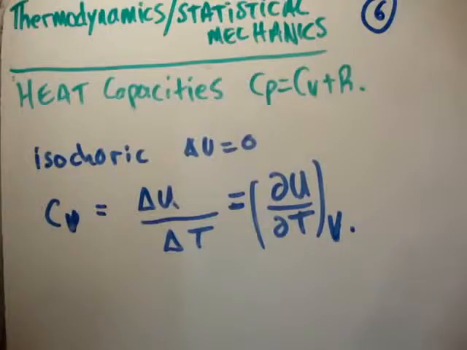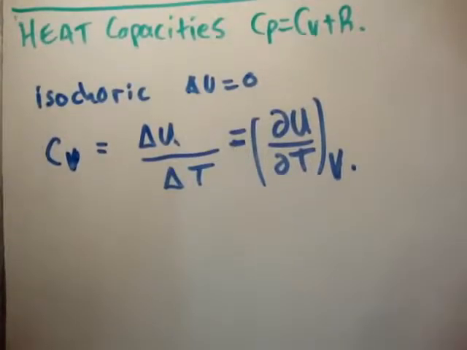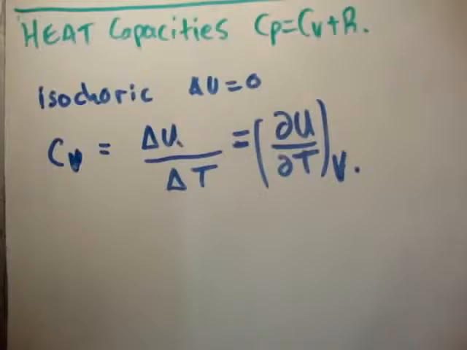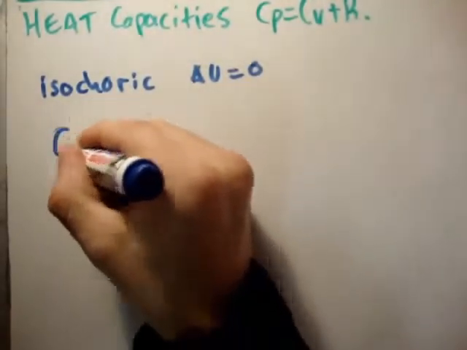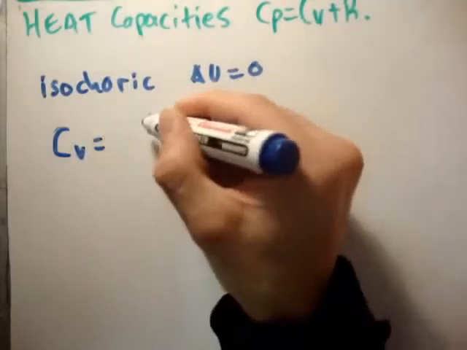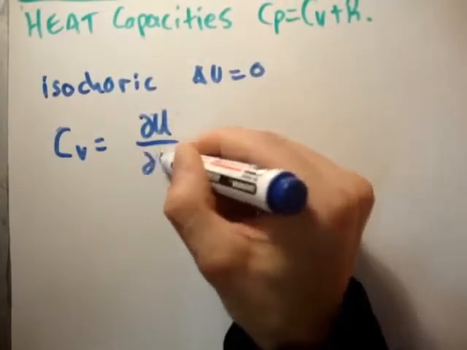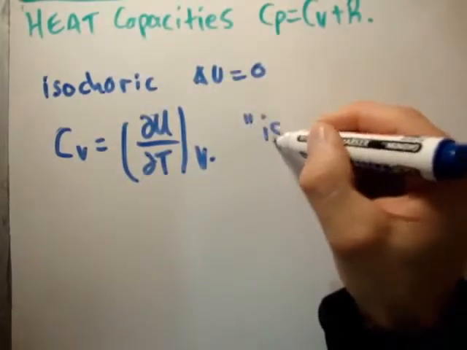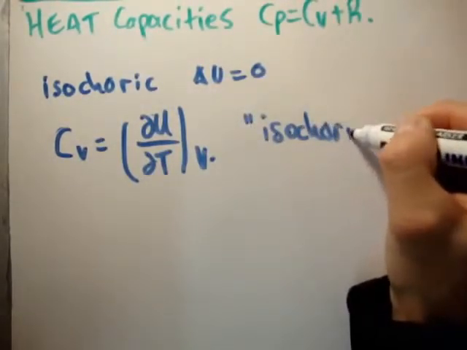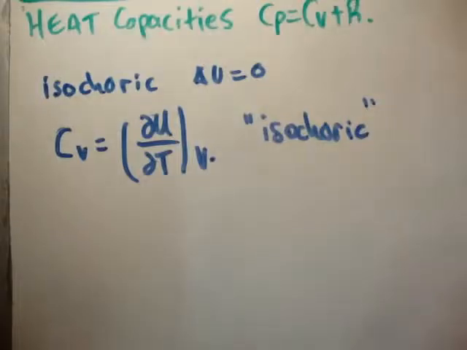Okay, and this is a very important formula. This is one of two formulas in this particular situation that you're going to need to know. So I'm going to rewrite that, saying that the heat capacity at constant volume is equal to del U del T at constant volume. And this is isochoric: constant volume where the work done is 0.